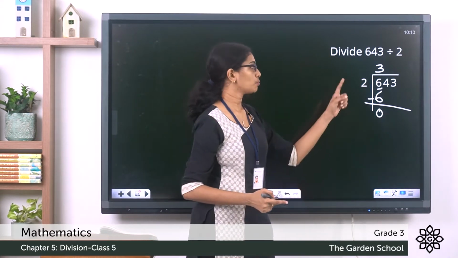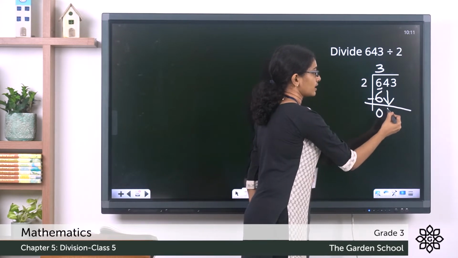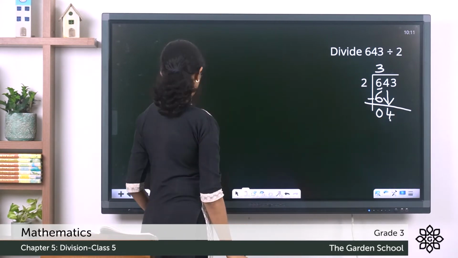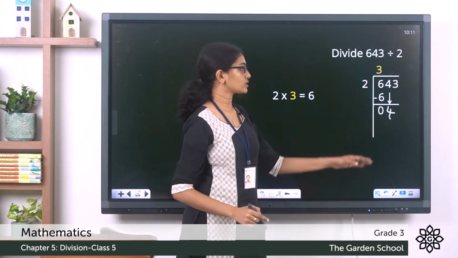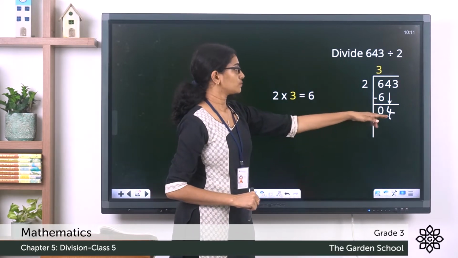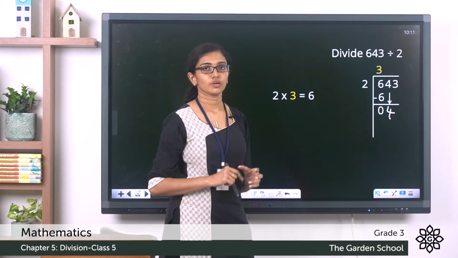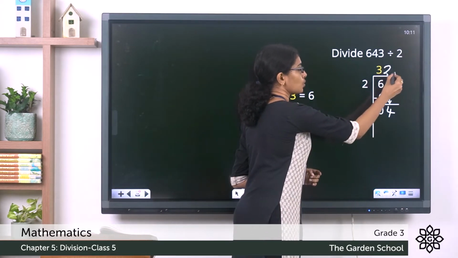The next step, bring down the next digit. So bringing this next digit 4 here, we get 4 here. Now the step is to divide this 4 by this 2. So 4 divided by 2. 2 ones are 2, 2 twos are 4. So let's write that 2 over here.